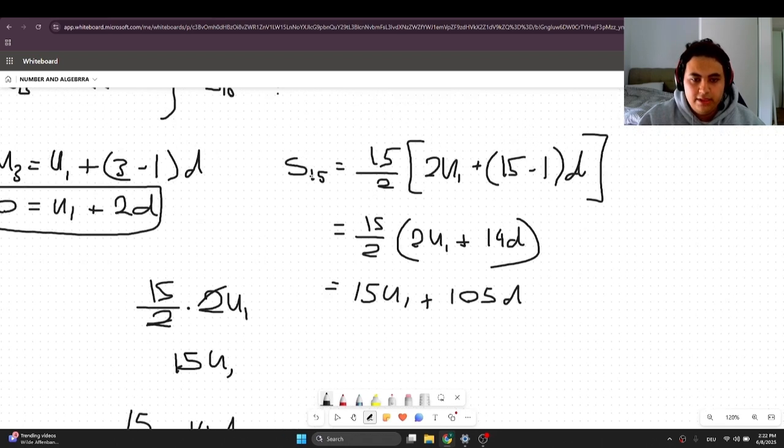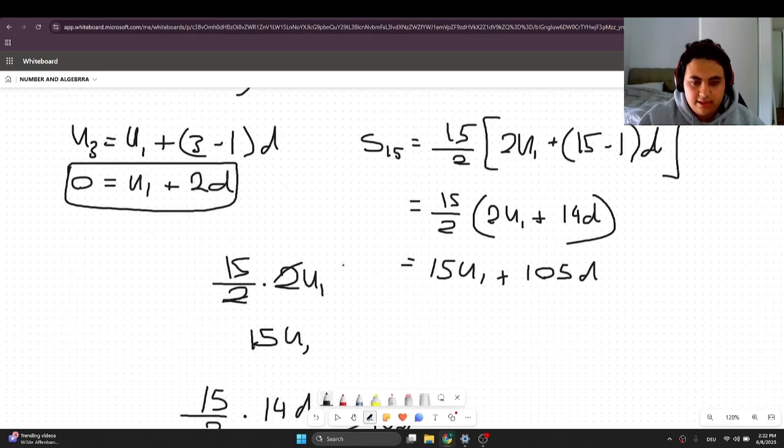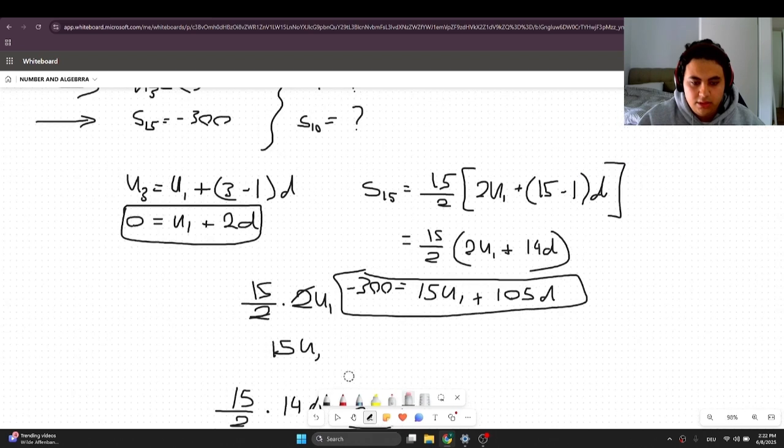So, S15 is given to us, and it says that it's negative 300. Okay, so this is our second formula. Okay, sorry, it's a bit messy right now.